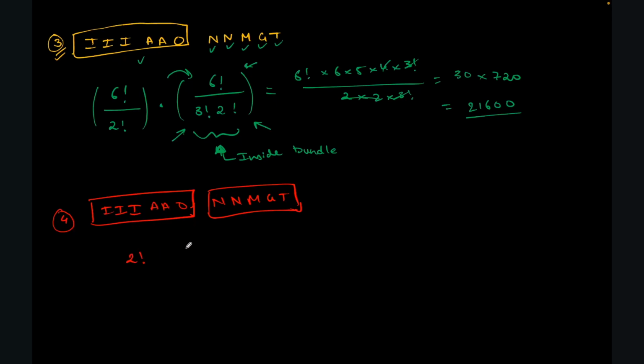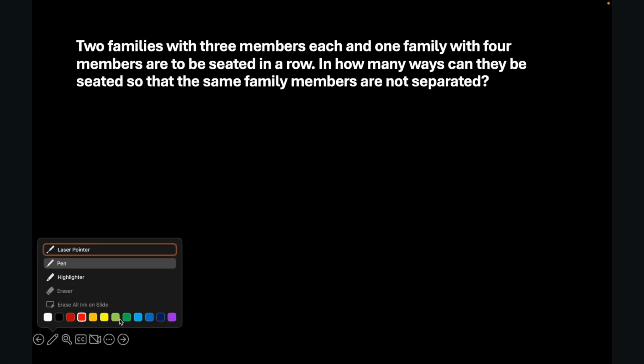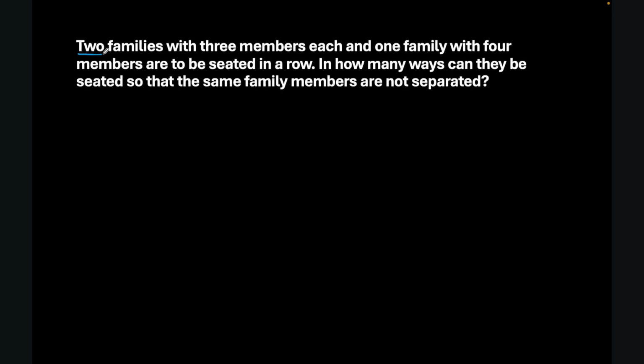Let's look at this first bundle. The first bundle will have the same setup as the previous thing, which is basically 6 factorial by 3 factorial by 2 factorial. And then we're going to have a second bundle, which is 5 factorial. And the only repetition is our 2 n's. And that's it. We just multiply them together, and that's our solution. That's it.